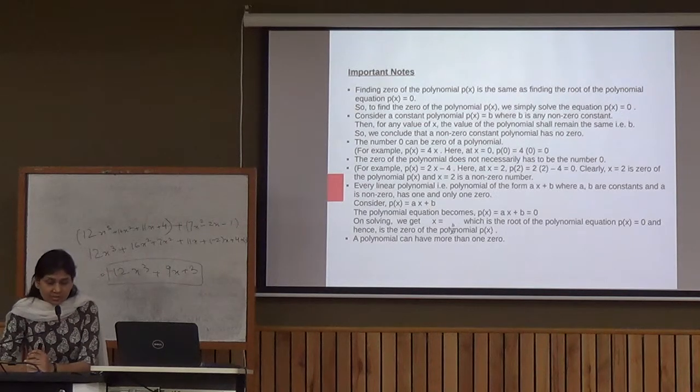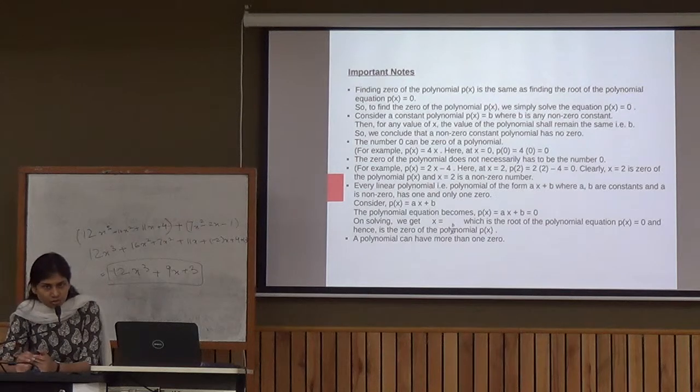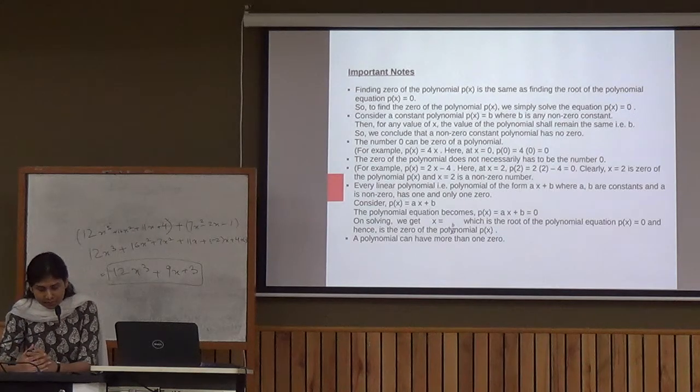Important notes for this topic. Finding the zero of the polynomial p(x) is the same as finding the root of the polynomial equation p(x) equal to 0. Hence, to find the zero of the polynomial, we simply solve the polynomial equation p(x) equal to 0. Then we get a value of x which becomes the zero of the polynomial.